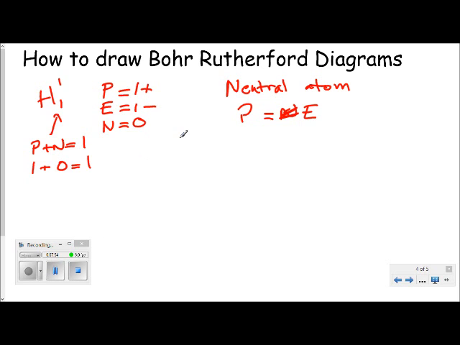So let's go ahead and draw this on the Bohr Rutherford diagram. To draw a Bohr Rutherford, you start with your nucleus, and in the nucleus you have P's and N's, and this will represent our nucleus. And like we just determined, we have 1 proton and 0 neutrons. We also know we have shells around our atom, okay? And we know that we have 1 electron. So we take our electrons and we just put them like this. Okay, so we go 1 electron here. Our next electron in our first shell will actually go here.